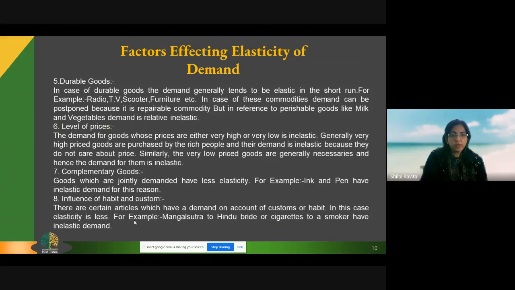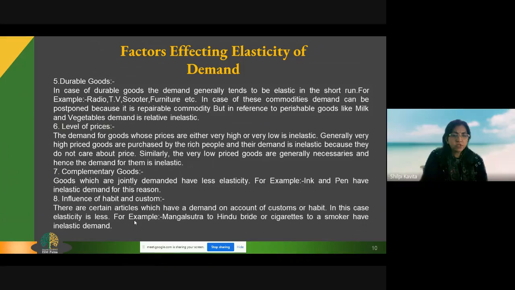Goods which are jointly demanded have less elasticity because they are demanded jointly. For example, ink and pen. If the price of the pen increases, then what happens? The demand for ink decreases because the demand for pen will decrease. So these are complementary goods.